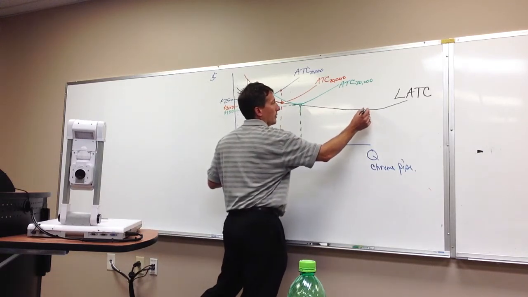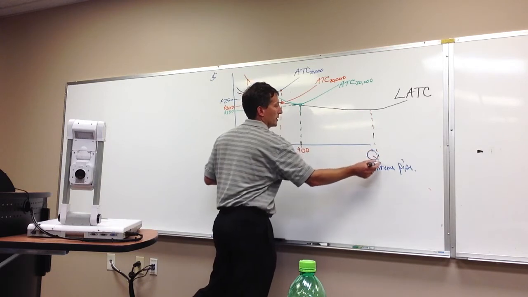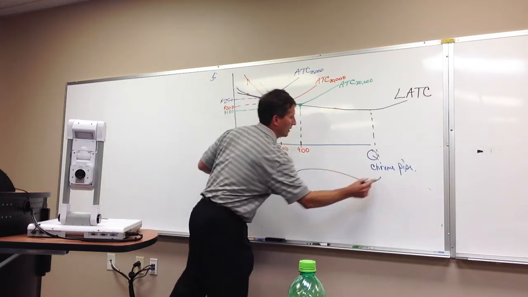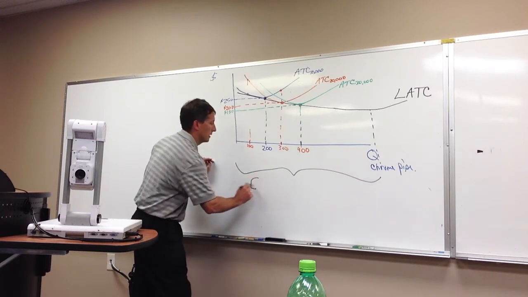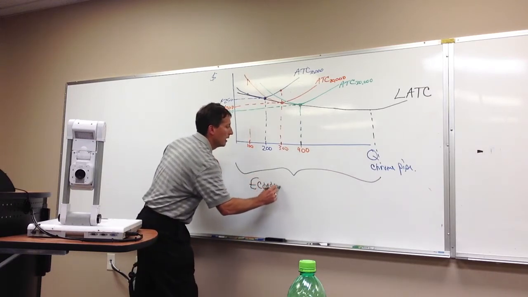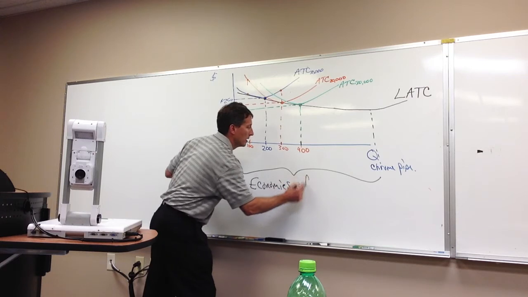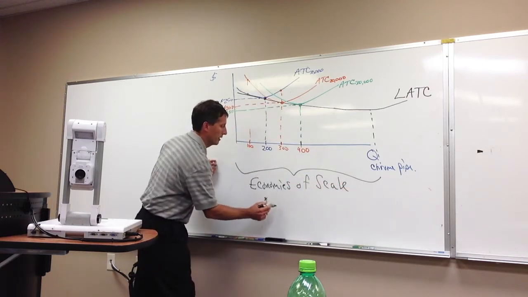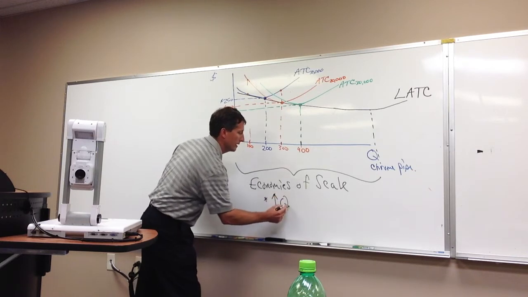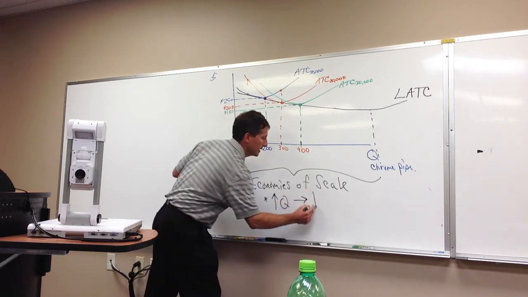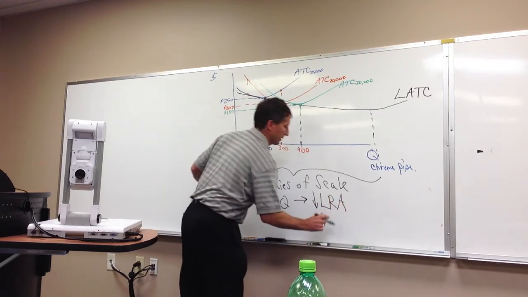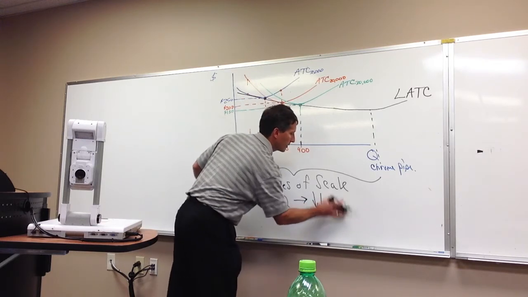And the range at which long-run average total cost is falling is called economies of scale. So in short, an increase in quantity leads to, or is associated with, a decrease in long-run average total cost.